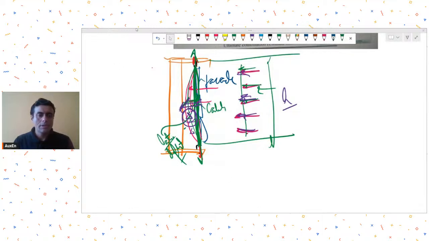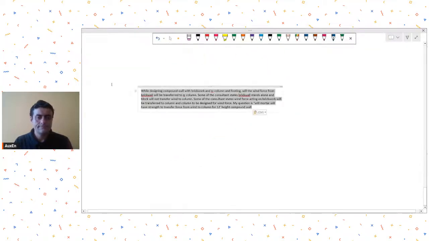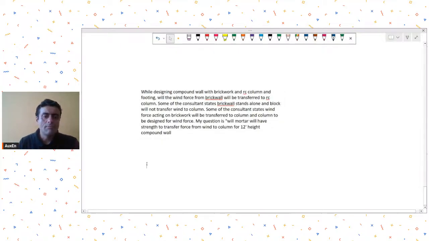Then the next question was asked by engineer Tamilar Hasan. He is asking, while designing compound wall with brickwork and RC column and footing. So he's saying compound wall with brickwork and RC column. So let's say these are his RC columns.